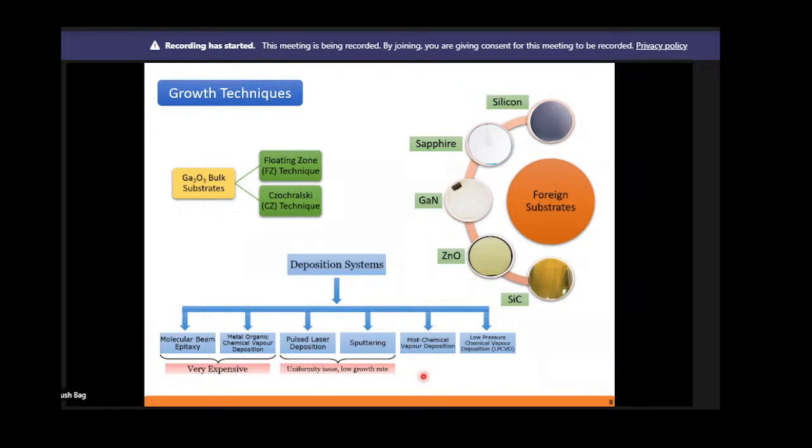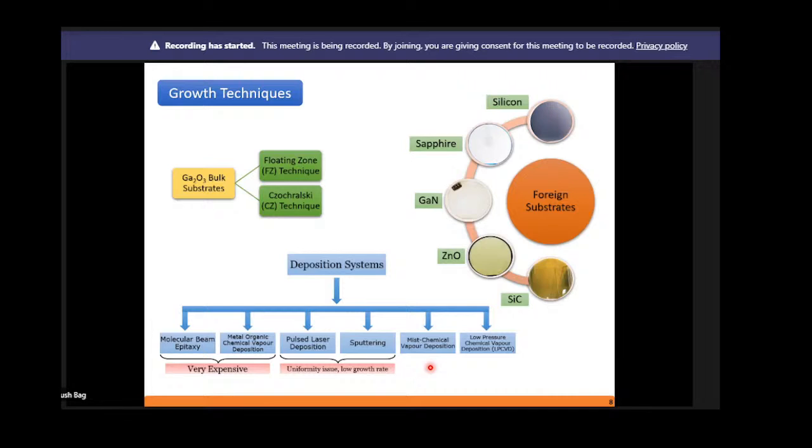Now if we look at other techniques, that is pulsed laser deposition or PLD and sputtering, the problem here is that when we try to deposit this material, gallium oxide, on some other material like sapphire, the uniformity, that is the uniformity of the thin film we are depositing, gallium oxide thin film on sapphire, there will be some problem, because let's say we are depositing on a 1 inch square sample.